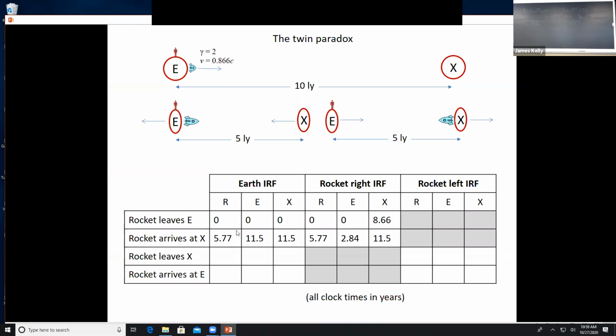Okay, what about the Earth's assessment of what the rocket clock reads when it gets to X? We're saying from the Earth's point of view, when the rocket clock reaches X, what is the rocket clock going to read? How would we calculate that? It's none of the numbers we've encountered so far here. Where did I get that 5.77?